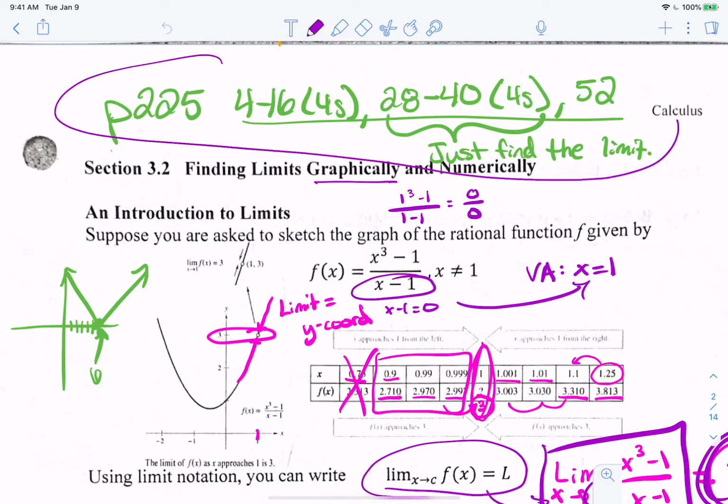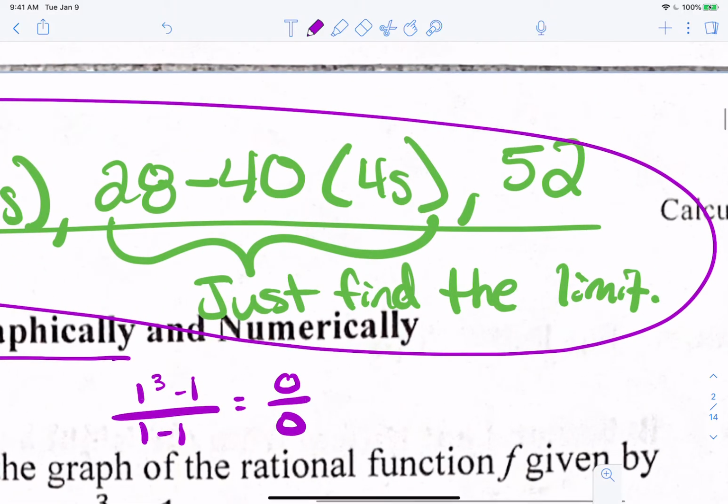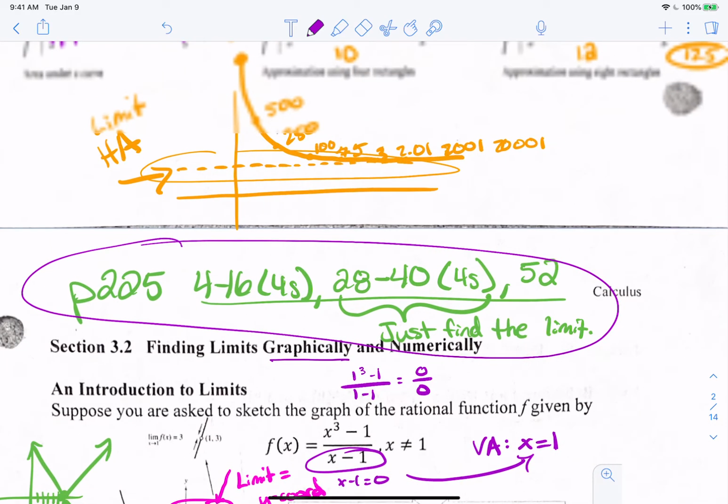Here's the homework section. It's also written on the board, but additional instructions for 28 through 40. It has some weird symbols in there where it says use the limit definition to find blah, blah, blah. Just find the limit. Don't actually use the limit definition to do that. I want you to graph it, find the limit, or use a table, whichever one you want to do. Just find the limit. Don't actually do the definition part of it. There you go. That's your instructions.